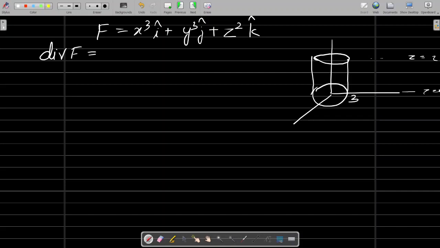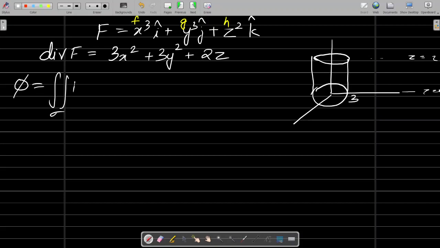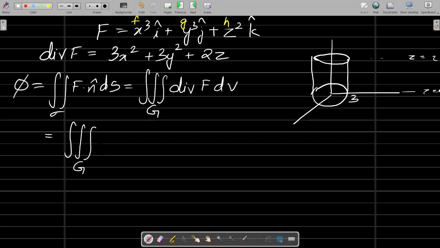Say this is your small f, g and h respectively. So the divergence of F is equal to dou f by dou x, that is 3x squared, dou g by dou y is 3y squared, dou h by dou z is 2z. Now the outward flux phi is equal to the double integral over sigma of F dot n dS, that is equal to the triple integral over G of divergence of F dV, that is the triple integral of 3x squared plus 3y squared plus 2z dV.